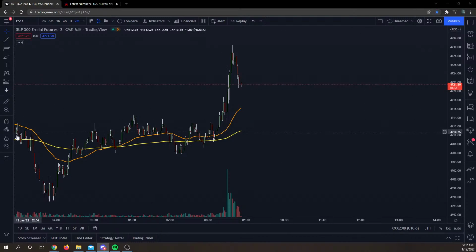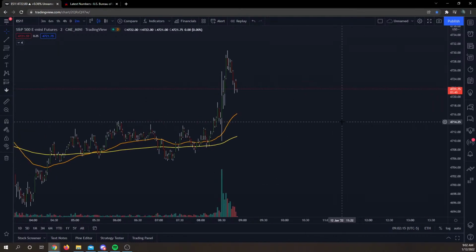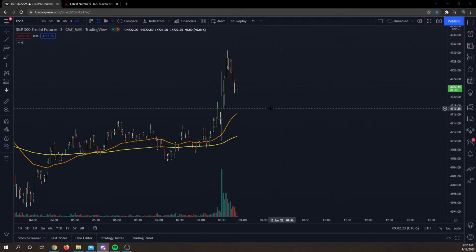Beautiful. All right, so CPI news data just came out. Essentially what we were expecting. It just popped up. We're not going to talk too much about catalysts today, but what we are going to talk about is some basic charting, what I look for when I'm charting.